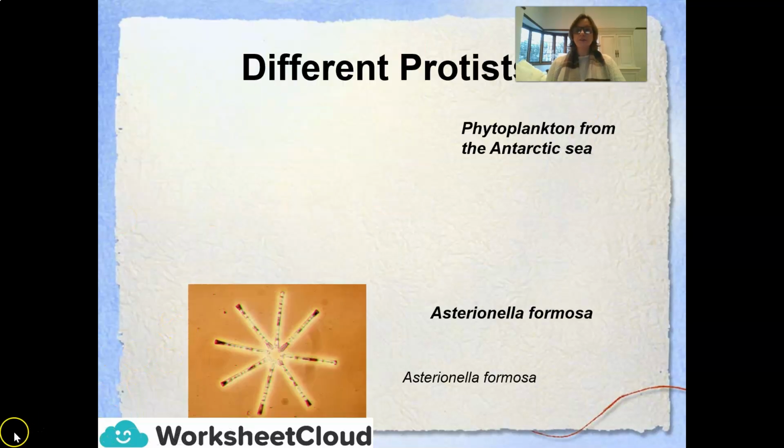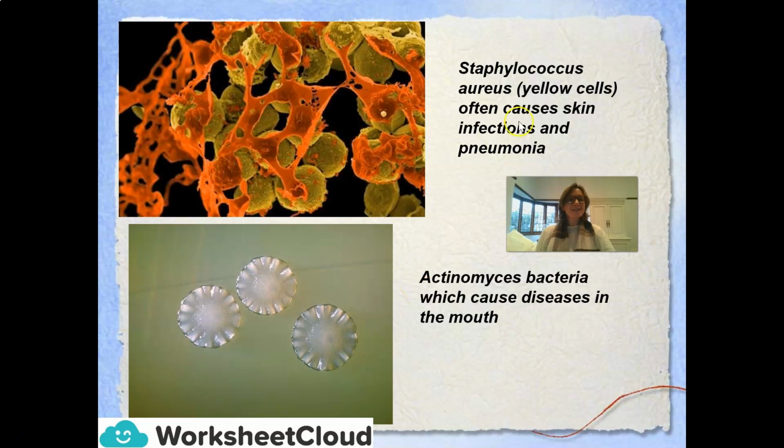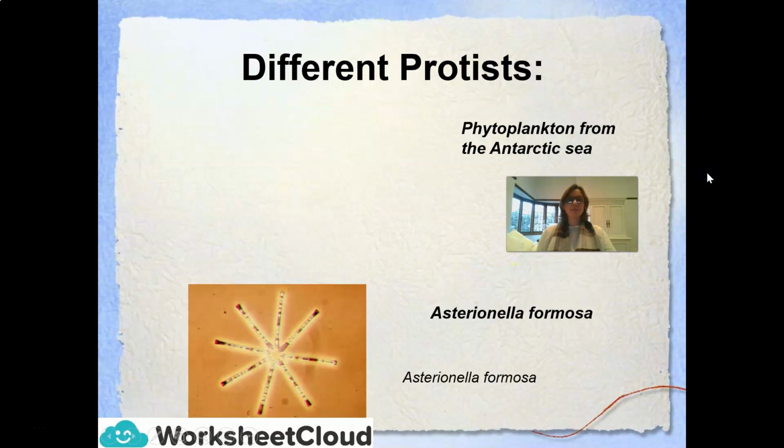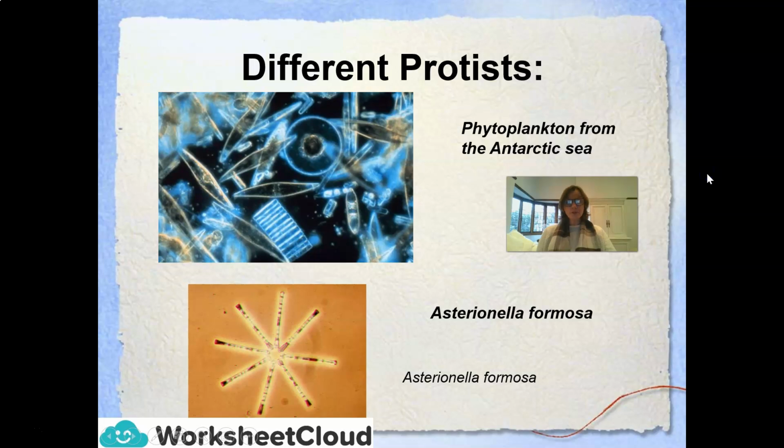Oopsie, sorry, I need to go back there. Staphylococcus aureus, which are yellow cells, which often cause skin infections and pneumonia. Here we have Actinomyces bacteria, which cause diseases in the mouth. And interesting to see how they look under a microscope. Now let's take a quick look at the different protists. We have phytoplankton here from the Antarctic Sea, and here we have Asterionella formosa, which is also quite interesting to see under the microscope.